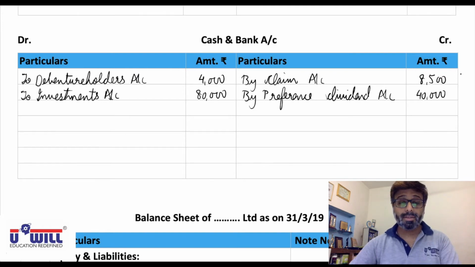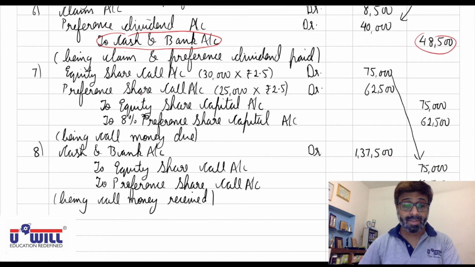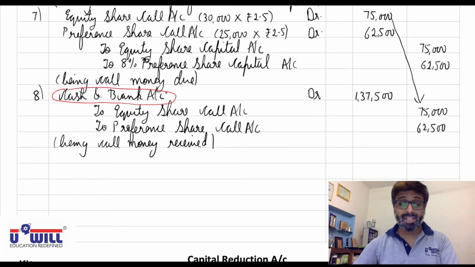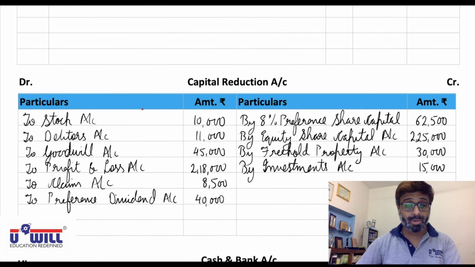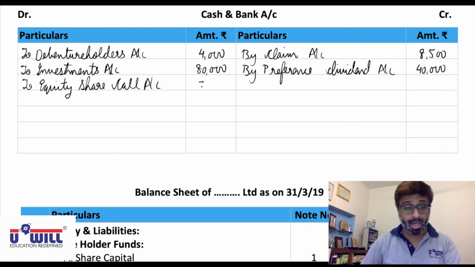Then after preference dividend, 7th entry we don't have cash and bank, 8th entry we have debited with 137,500. So cash and bank account debits at both the opposite accounts. To equity share call account 75,000, to preference share call account 62,500.